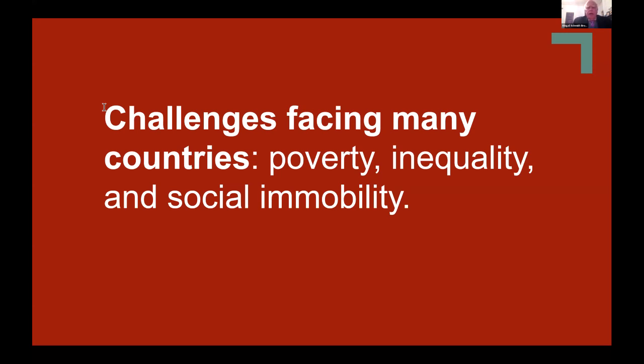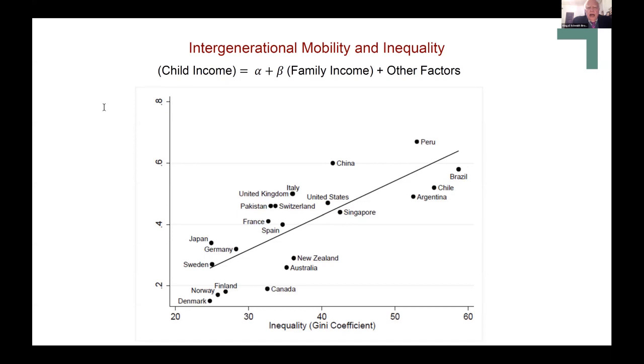But let me just discuss a problem that is facing many countries. We know that poverty, inequality, and social immobility are problems that are around the world. One of the most common descriptions of the relationship between social mobility and inequality is something that's been called the Gatsby curve, in honor of a fictional character from the 1920s US fiction. And the relationship that we see here is the following.